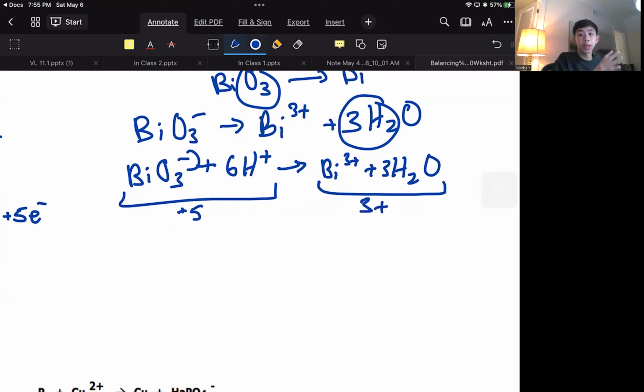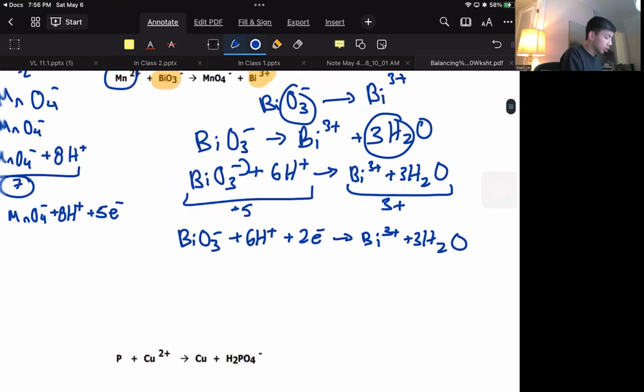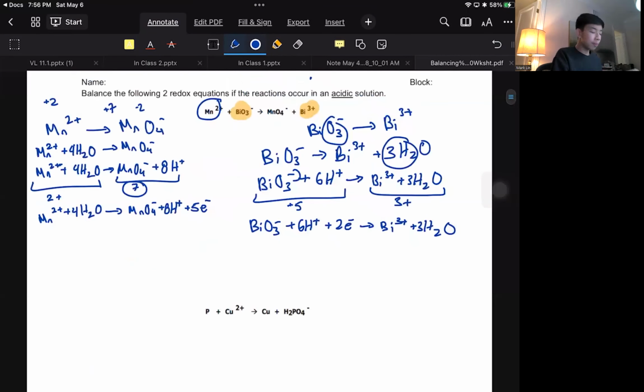And so there's an imbalance in electrons and charge. So we need to add 2 electrons on this side. So BiO3 minus plus 6H plus 2 electrons on this side. That's going to go to Bi3 plus 3H2O. All right, and so we're almost done here.